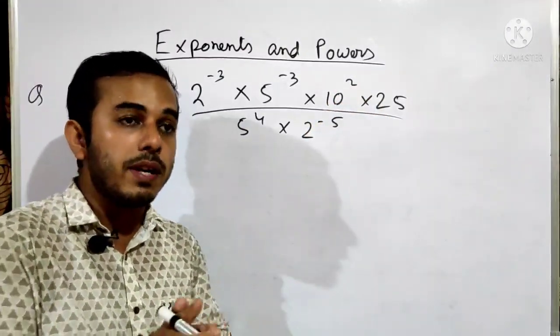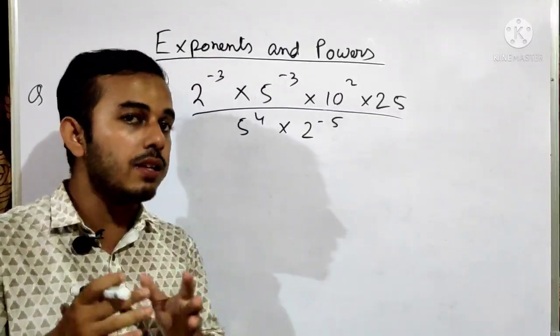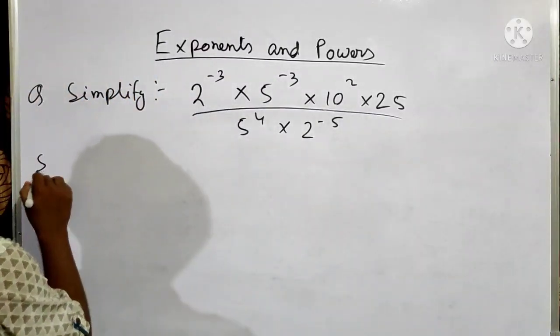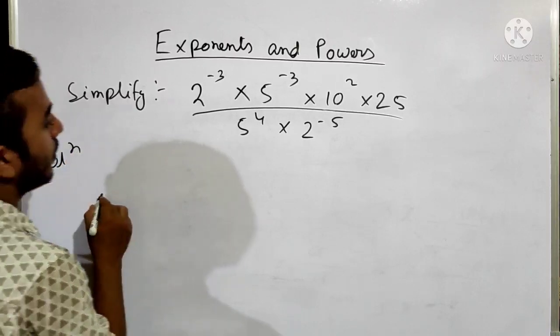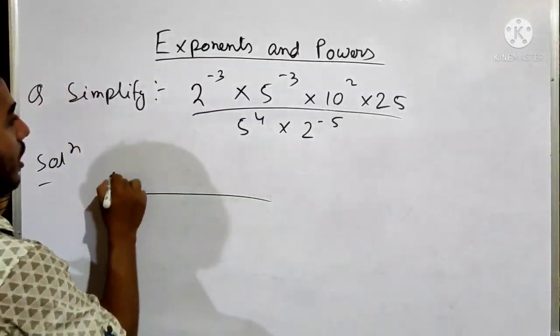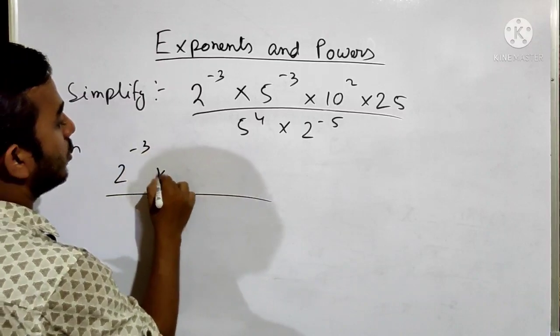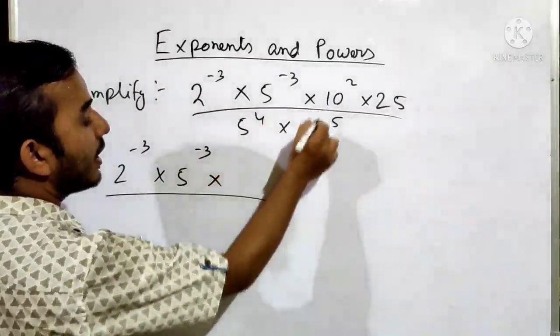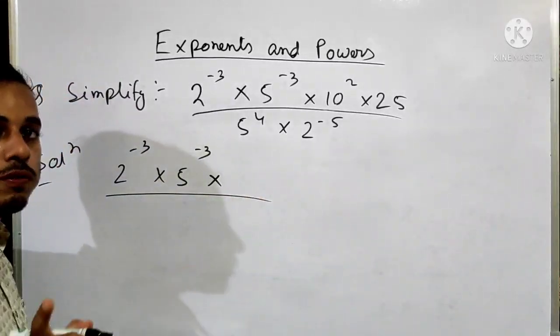Okay, how can I change the base? Let's have a look. Right here in the solution, we have 2 power minus 3 into 5 power minus 3, okay, 5 power minus 3. Now 10 can be written as what? 10 can be written as 2 into 5, isn't it?